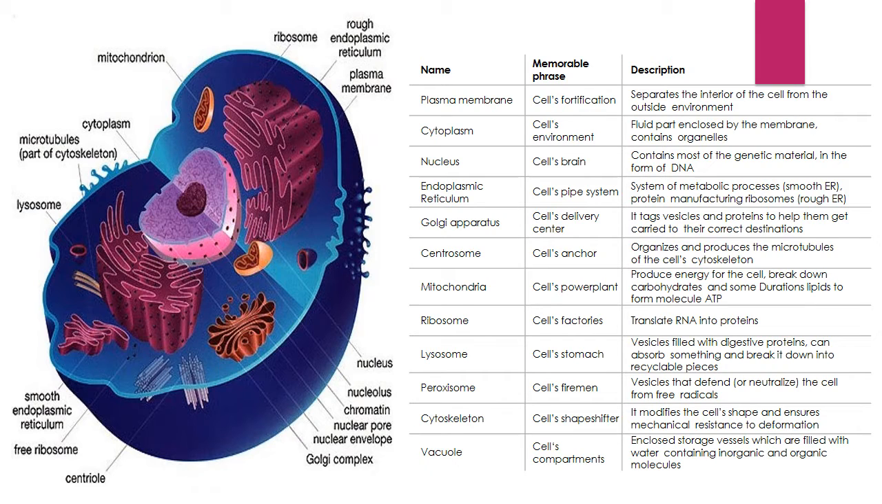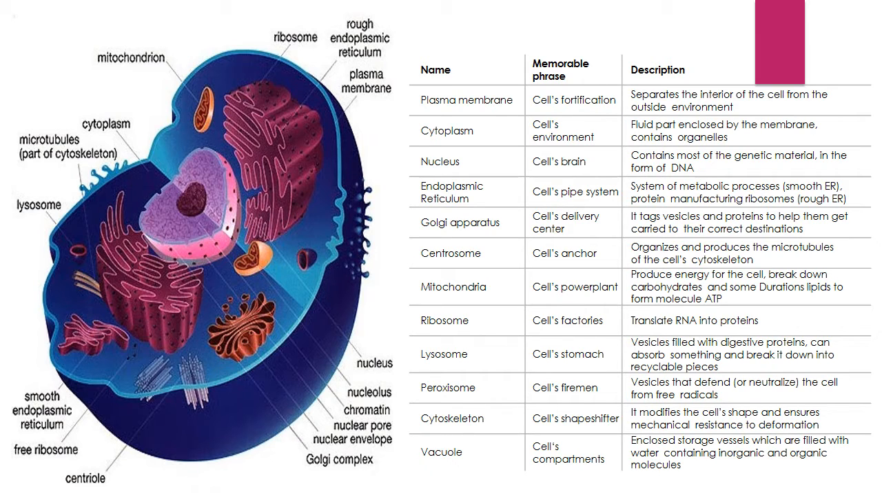After that we have ribosomes. Ribosomes are the cell's factories. They translate RNA into proteins. Lysosomes are called the cell's stomach. They are basically vesicles filled with digestive proteins. They can absorb something and break it down into recyclable pieces. Then we have peroxisomes. They are basically the cell's firemen. Vesicles that defend or neutralize the cell from free radicals are called peroxisomes.